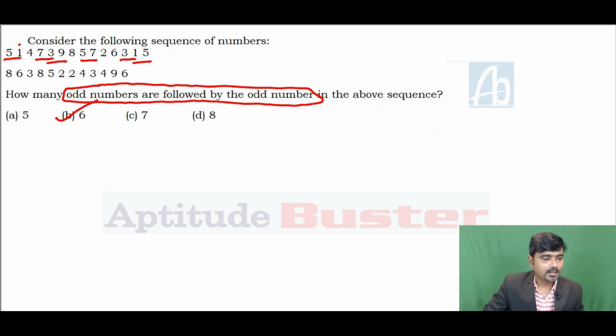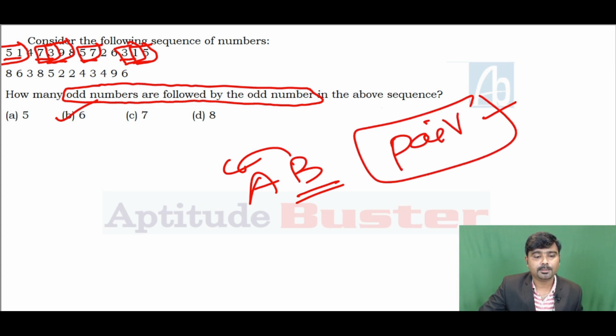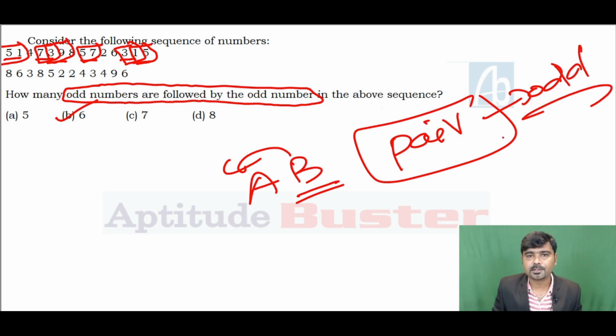The reason is these are one pair, these two are one pair, next 3 and 9 one pair, 5 and 7 one pair, 3, 1 one pair, and 1, 5 one pair. That's a very simple one. If I write A, B, B is followed by A. And one more thing, it is not given odd number followed by even number. It's given odd number followed by odd number. Just you need to find out pair of odd numbers. So this is one of the simplest question in the question paper.